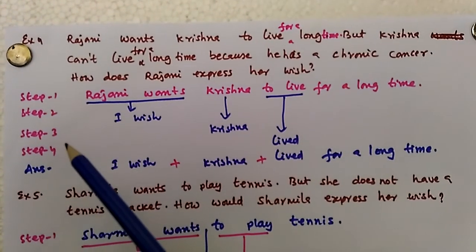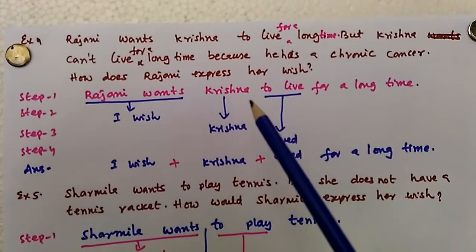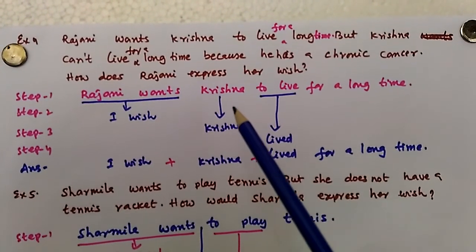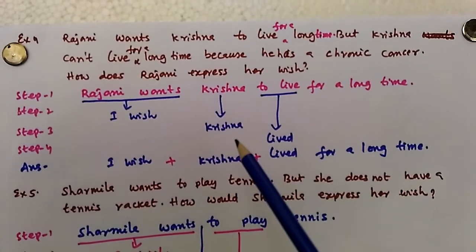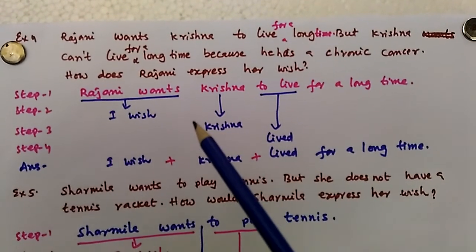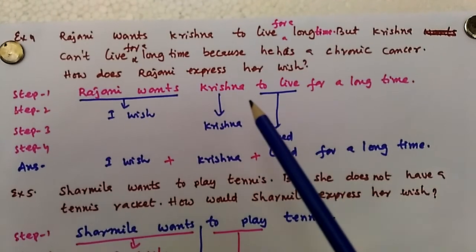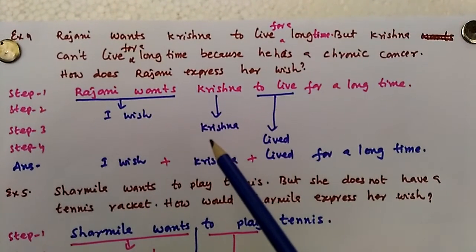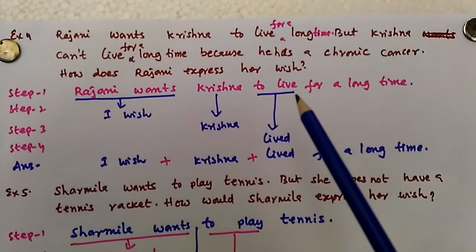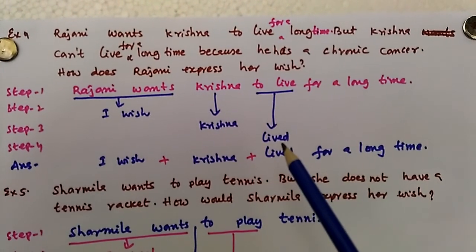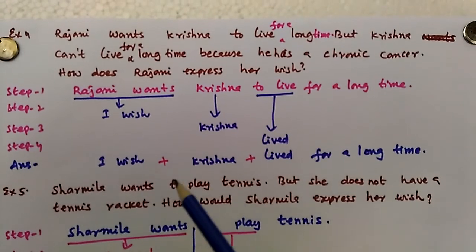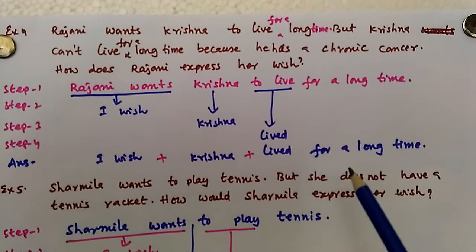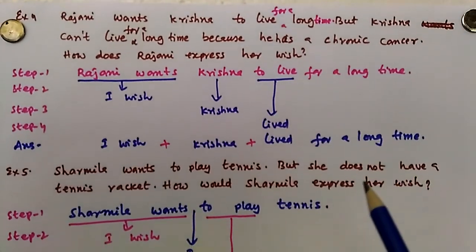And then step 3. Between wants and to, there is a subject, so we have written Krishna here. If there had not been a subject here, we would have written I here. As there is a subject, Krishna, we have written the same subject. And next, step 4, to plus verb 1 is changed into verb 2, that is lived. So we get the answer, I wish Krishna lived for a long time.